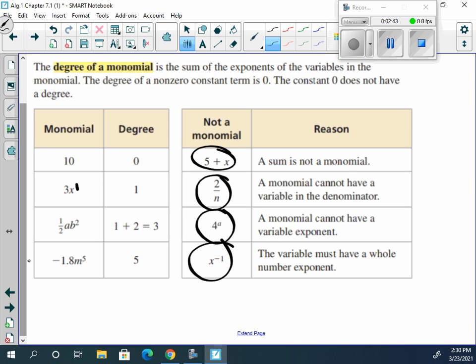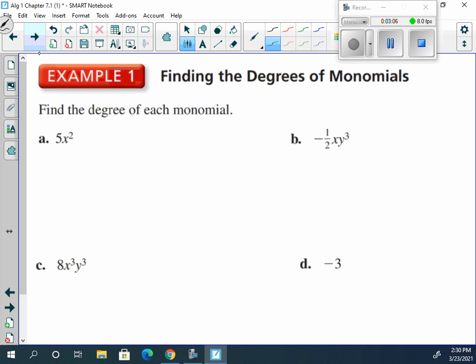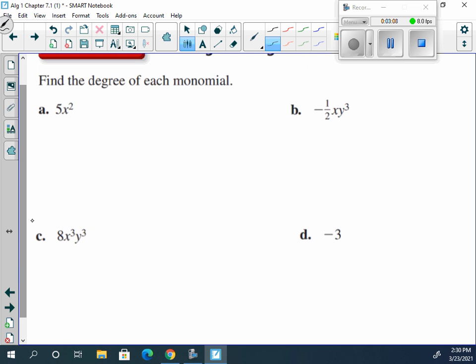Now, if we look at the next one here, well, we have 1/2 ab squared. Well, a is to the first power. B is to the second power, so 1 plus 2 gives us 3. And the last one, we have m to the 5th, so the degree is 5. Okay, so let's look at some of these here. Find the degree of each monomial.